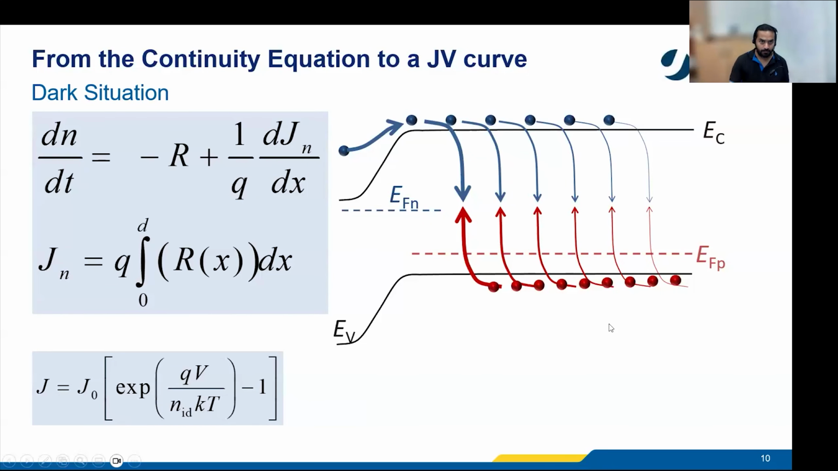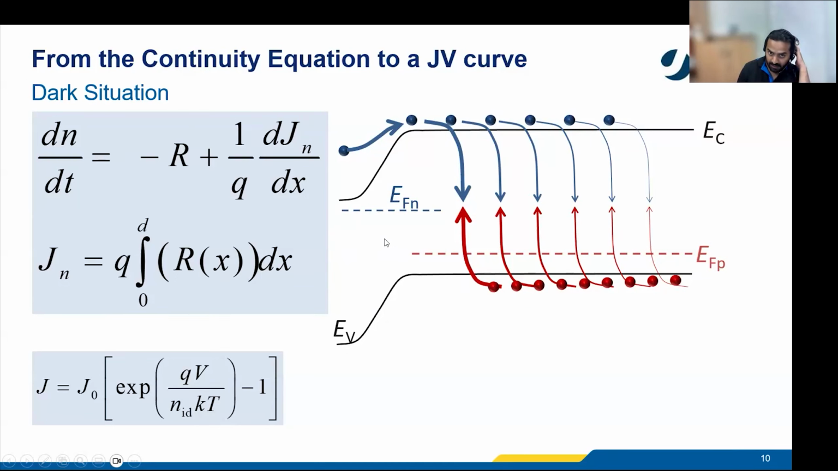Okay, now that we know about the continuity equation, let's just switch to the dark situation here. So we're not shining any photons, which means the generation term is 0. And then you have the continuity equation as follows. And then your total current is just the integral of the recombination rate through the entire device, right? And then you again end up with this diode recombination term that I just showed.